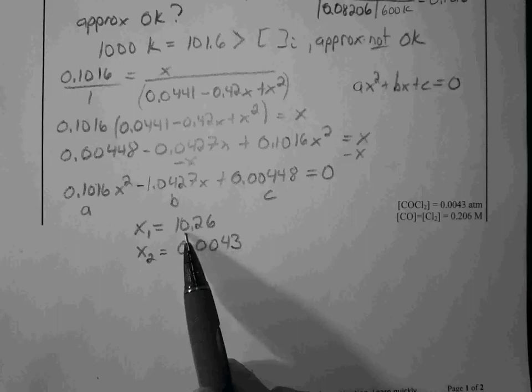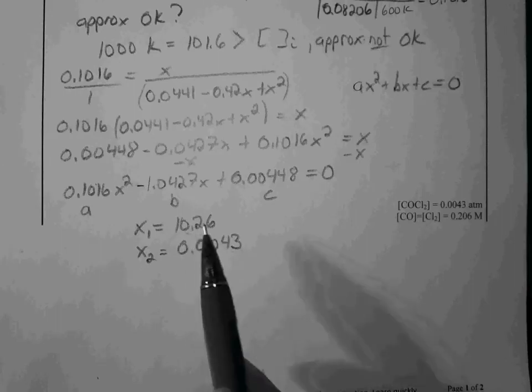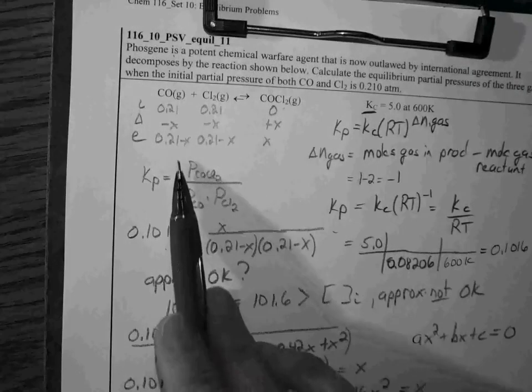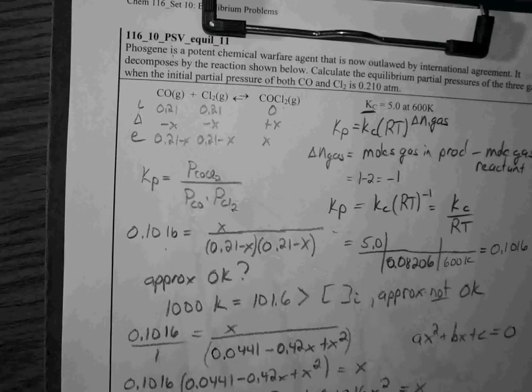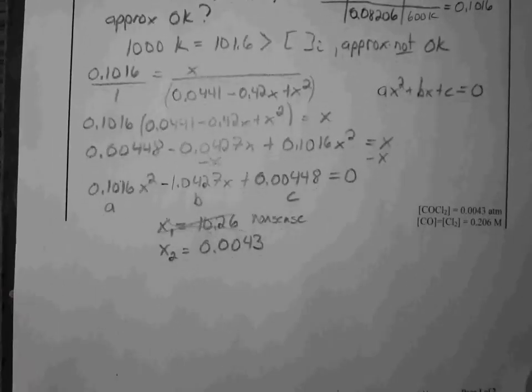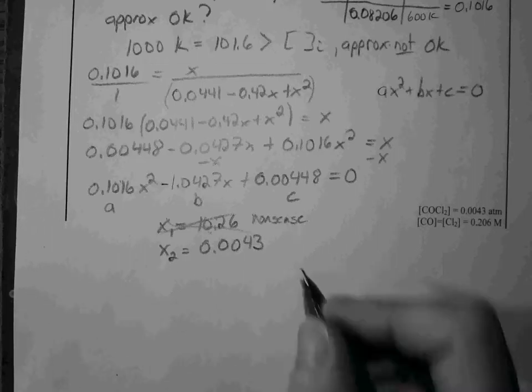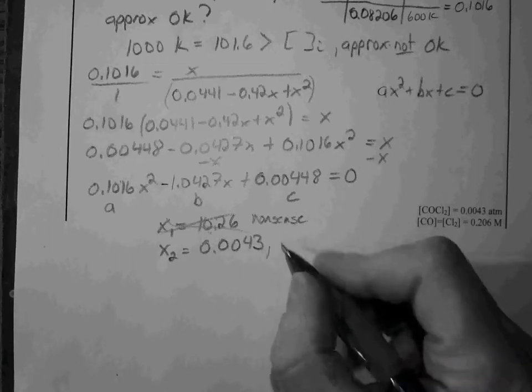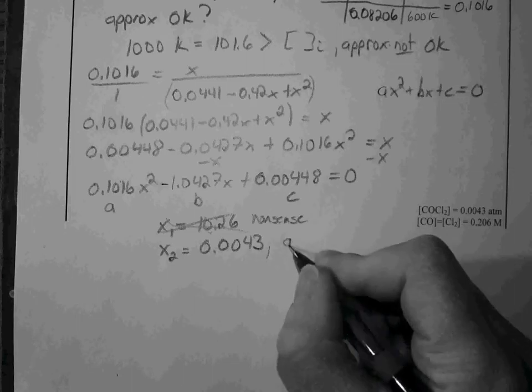Now, when we solve via the quadratic, there's always one root that makes no physical sense. There's no way we can lose 10 atmospheres, and we only have 0.21 atmospheres to start. So we know that this is nonsense. This doesn't make any sense as a possible root. So we know this has to be the correct answer. Now that we have x, we can go back and answer the question.